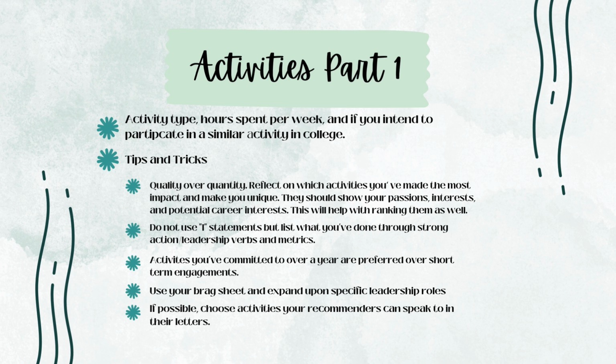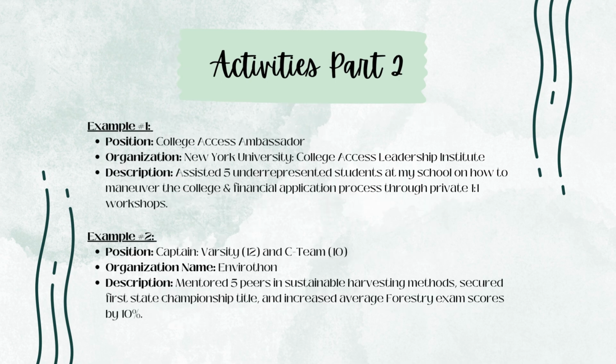Now, I'm going to walk you through what I consider two strong examples of how to write an activity in the common application. So this is the first example. The position from this student was college access ambassador. The organization was New York University, their College Access Leadership Institute. You'll have around 100 characters, I think, to write out the organization.